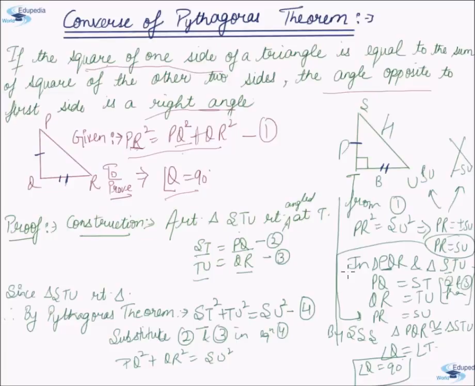Friends, this proof was only possible because of this condition 1 given, which we have used over here on substituting PQ and QR and using PR square as the sum of these two terms.